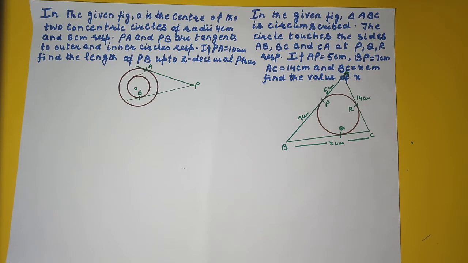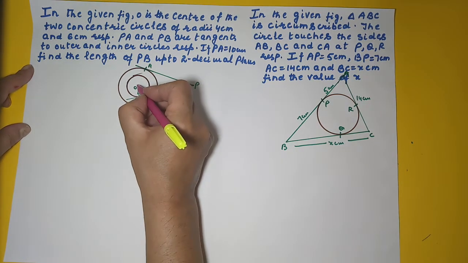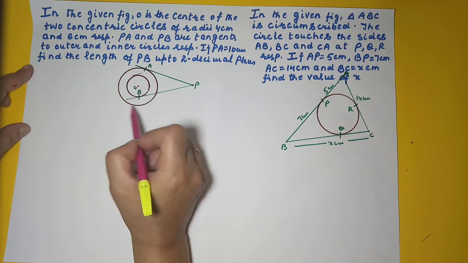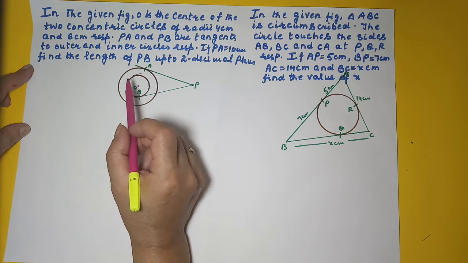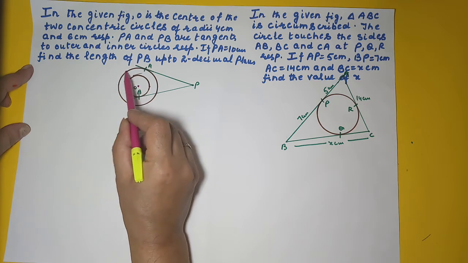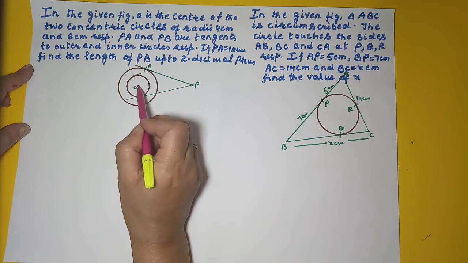In this video, continuing with the tangent properties of circles. Now he's saying that in the given figure, O is the center of two concentric circles. So this is the center of two concentric circles. By now we know what concentric circles are: circles which have the same center but different radii. This is the small circle and this is the bigger circle. Center is same.